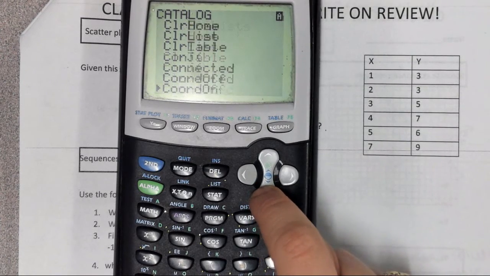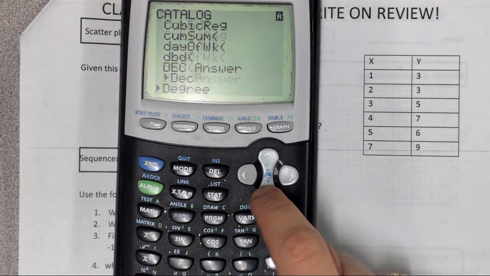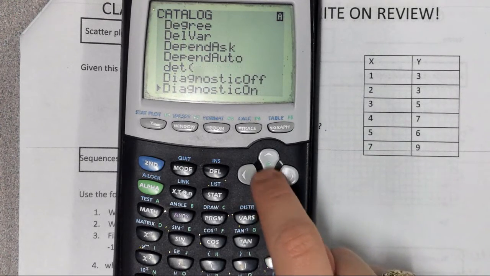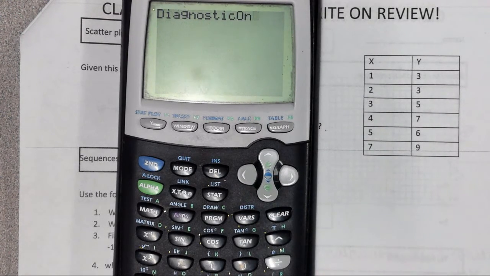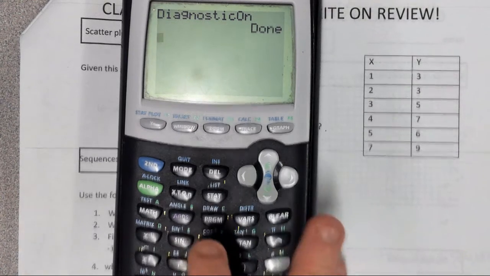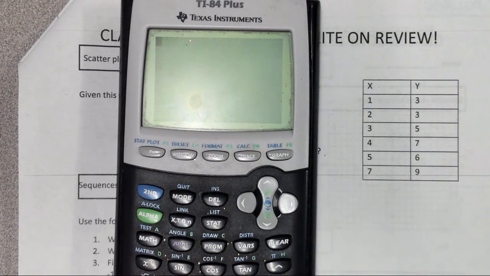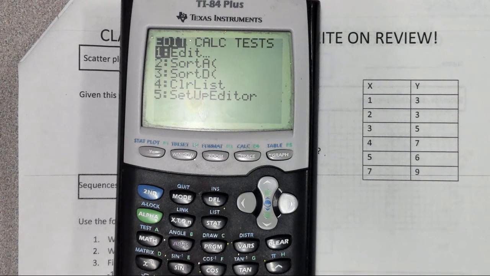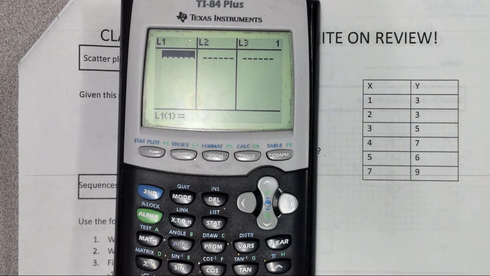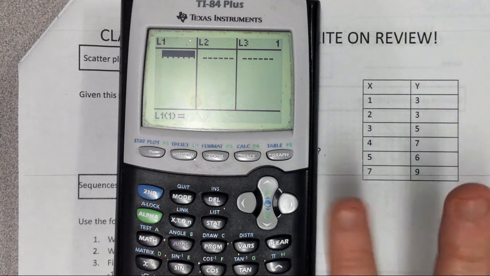Scroll quick because this list is long. Okay, so here we have diagnostic on. You hit enter. You have to hit enter again, otherwise it's not going to work. It has to say done. Once you've done that, then you're good. You can hit clear. And we're going to hit stat, enter. And now we have our XY table that we can just go ahead and fill in.